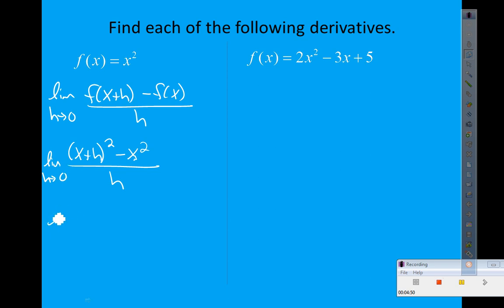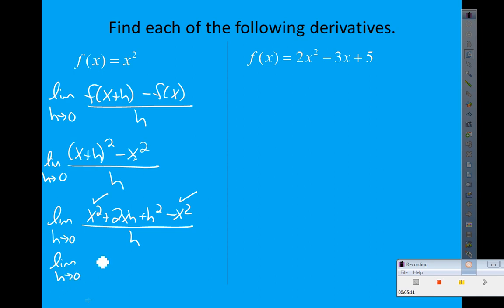Then it's just algebra time, guys. I've got the limit as h approaches 0 of x squared plus 2xh plus h squared minus x squared, all over h. When I simplify, my x squareds are out of there. So I'm going to be left with the limit as h approaches 0. I'm going to divide out my h, so I've got 2x plus h. Let h go to 0, so 2x is the formula that will give me the instantaneous rate of change.